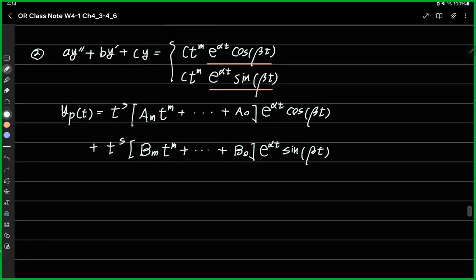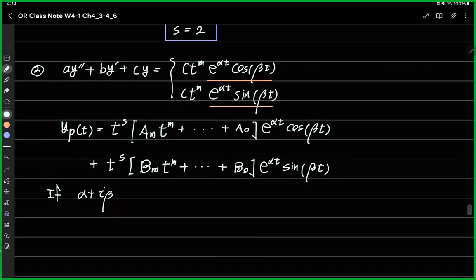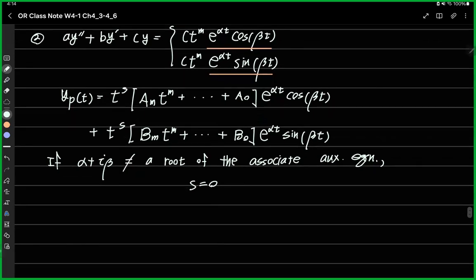So it means that if alpha plus i beta, here alpha and beta are from the external force, is equal to a root, actually a complex root, of the associated aux equation, then s equals 0. Oh, not equal, sorry.